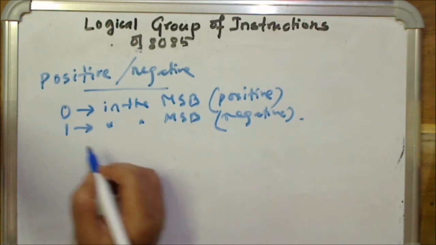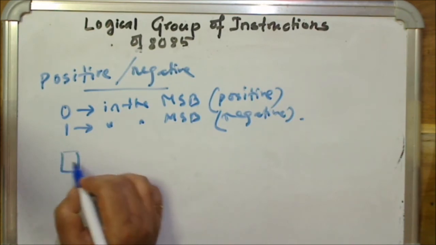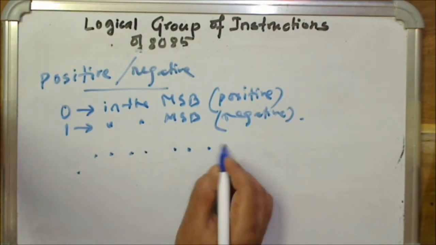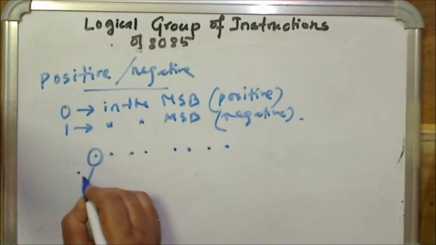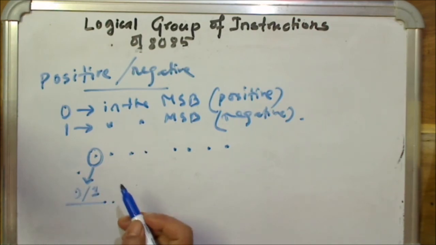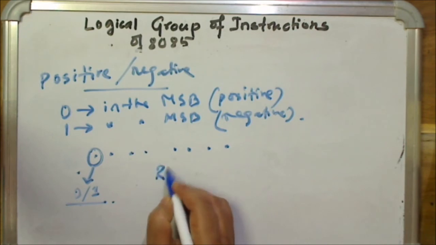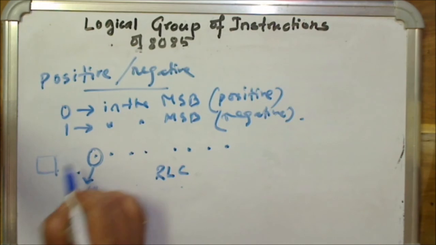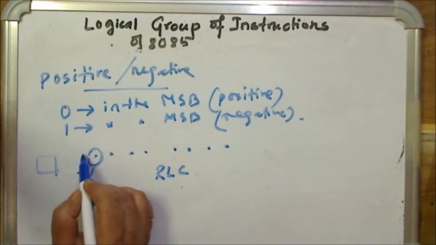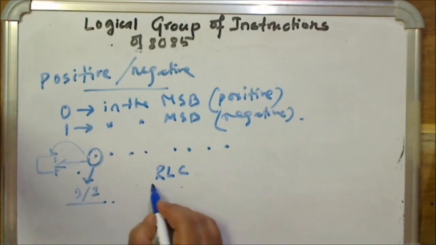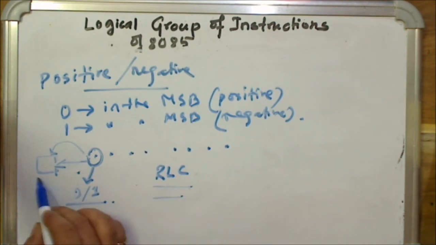So by checking the MSB, suppose you have got an 8-bit number. If you check whether this MSB is 0 or 1, you can easily understand whether the number is positive or negative. Which instruction will you use? You will use RLC. If you use RLC, this bit, the MSB, will shift to the carry flag. So in the first instruction, write RLC, and in the second instruction, write the instruction to check the carry flag status.